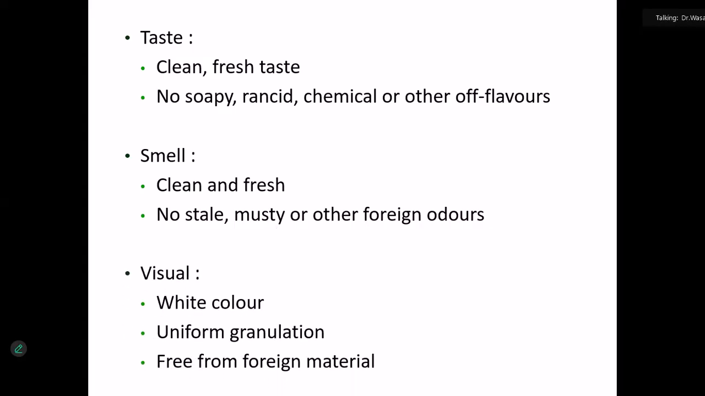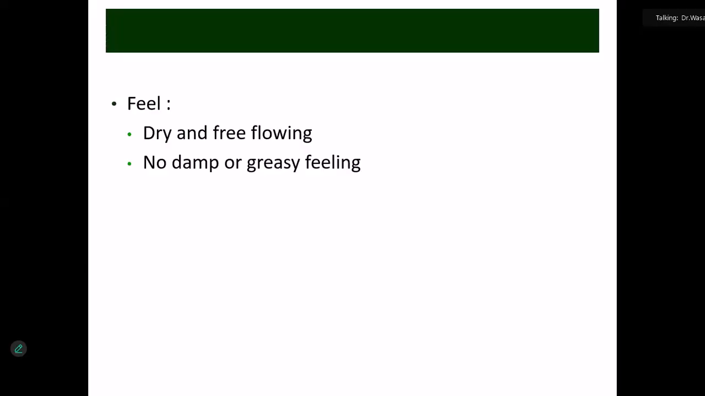Visual, it should be white color and uniform granulation, the same size of particles. Last one, feel. Dry and free flowing. What does dry mean? It should be dry to the touch. No oil, no damp or greasy. If you just allow it to fall down, it should flow freely, not as a lump or a small ball. It should fall freely, free flow particles.